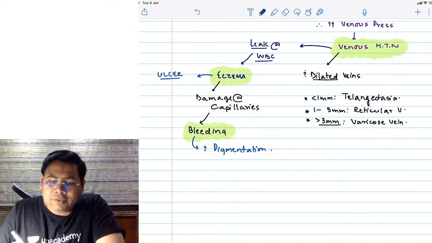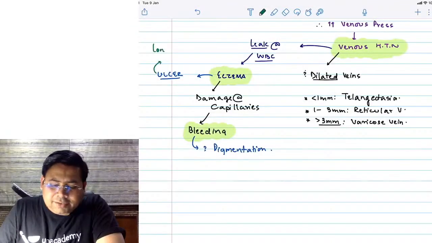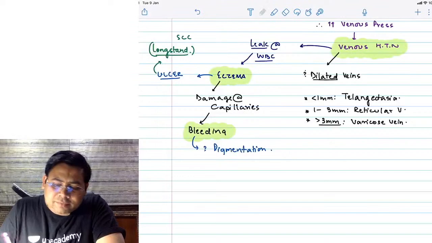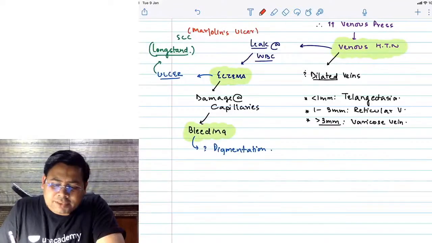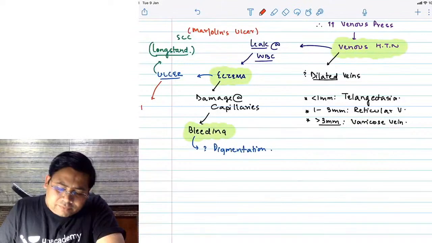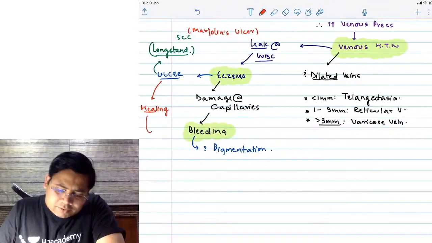You know, a long standing ulcer will actually lead to what? SCC. And this is what is referred to as Marjolin's ulcer. Are you getting it? But even this will heal. But the healing will happen with what, students?